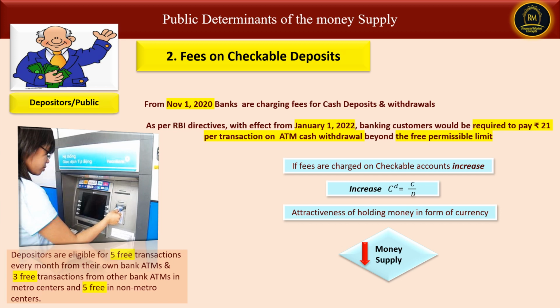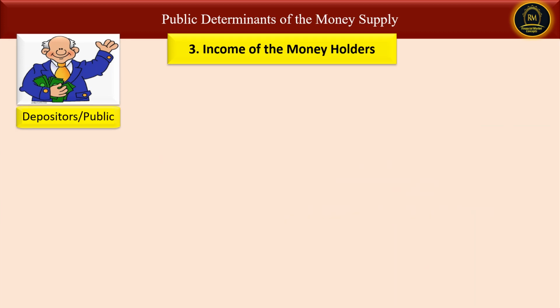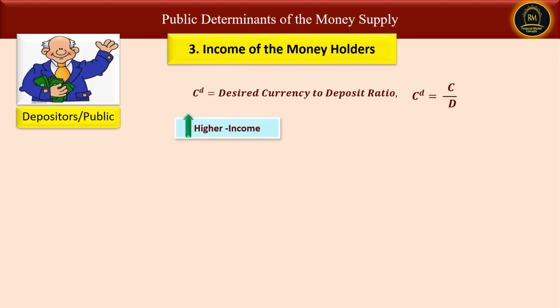The third public determinant of money supply is income of the money holder, which influences the desired currency to deposit ratio, which varies between the high income group and the lower income group.